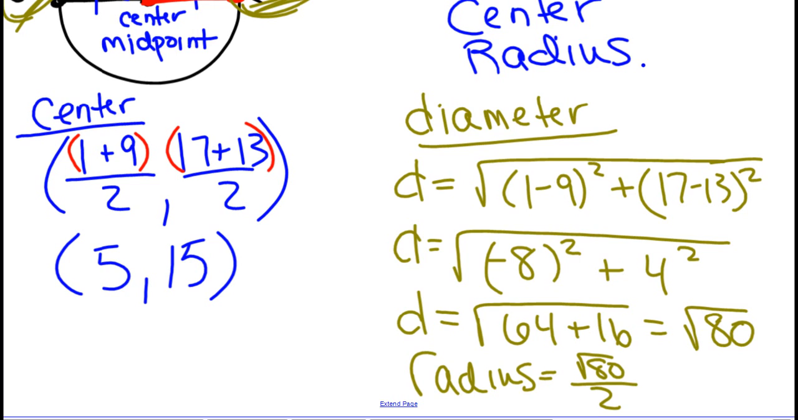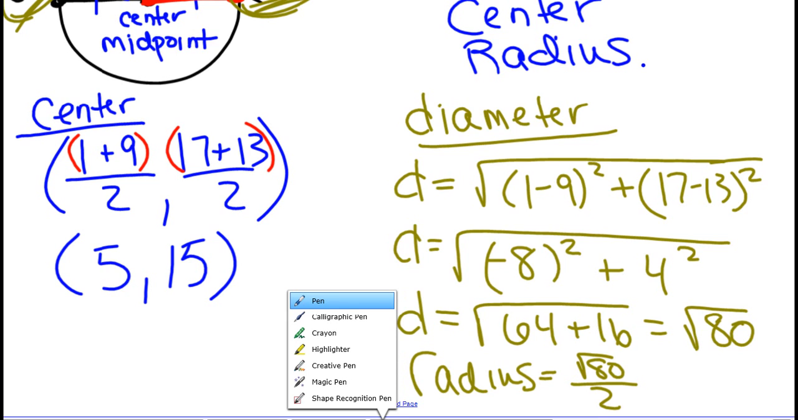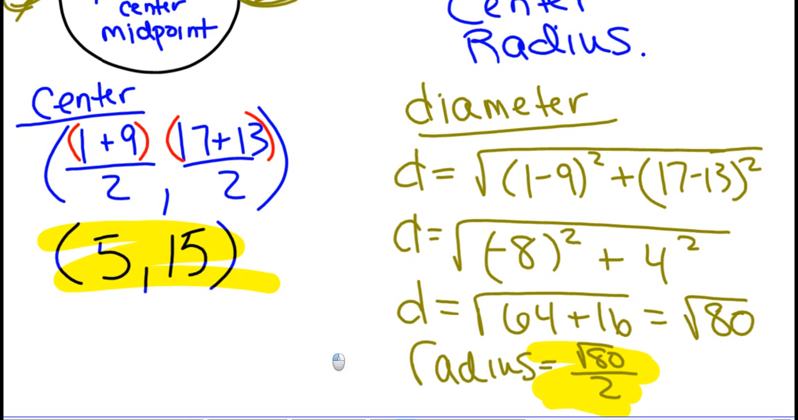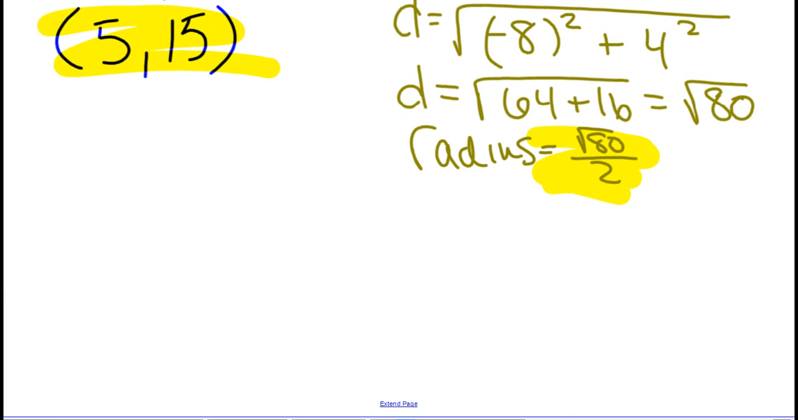because ultimately we are going to write our formula. If we remember, radius is half of our diameter, and we're going to write our equation for our circle. So ultimately we're going to end up squaring that anyway, so we can plug this in just as is. So we have the square root of 80 over 2, and we have a center of 5, 15. All we have to do now is plug it into our equation.